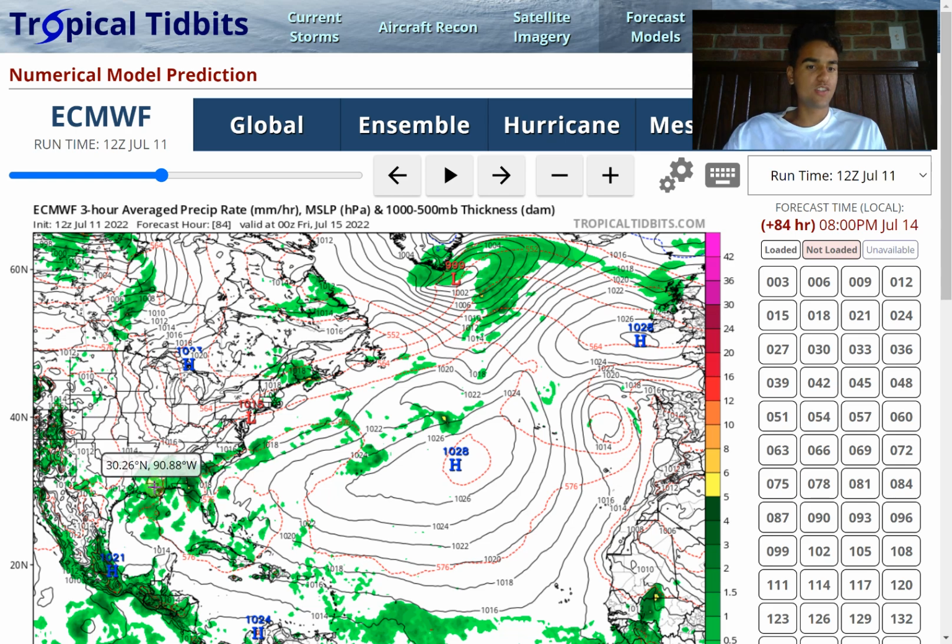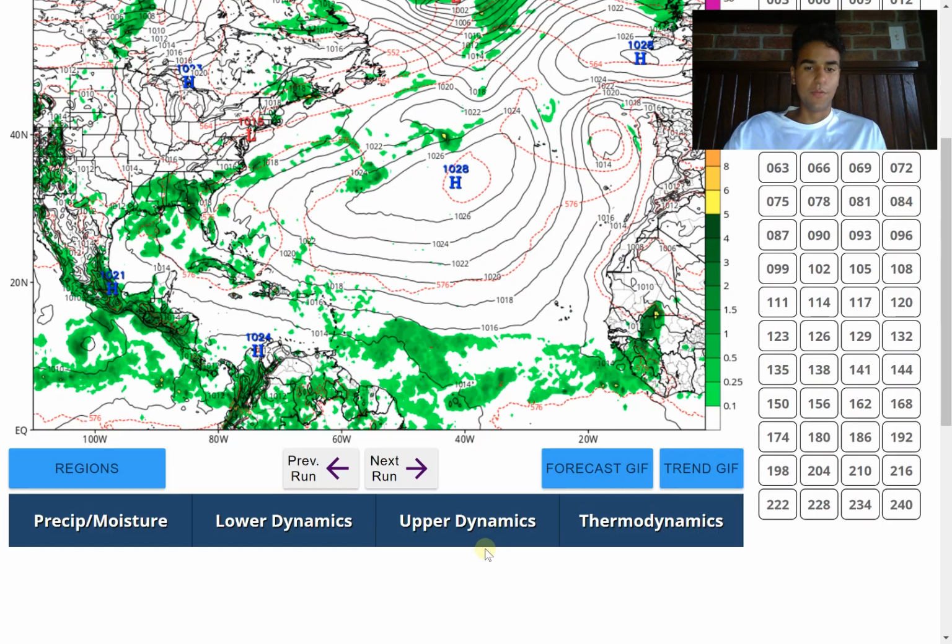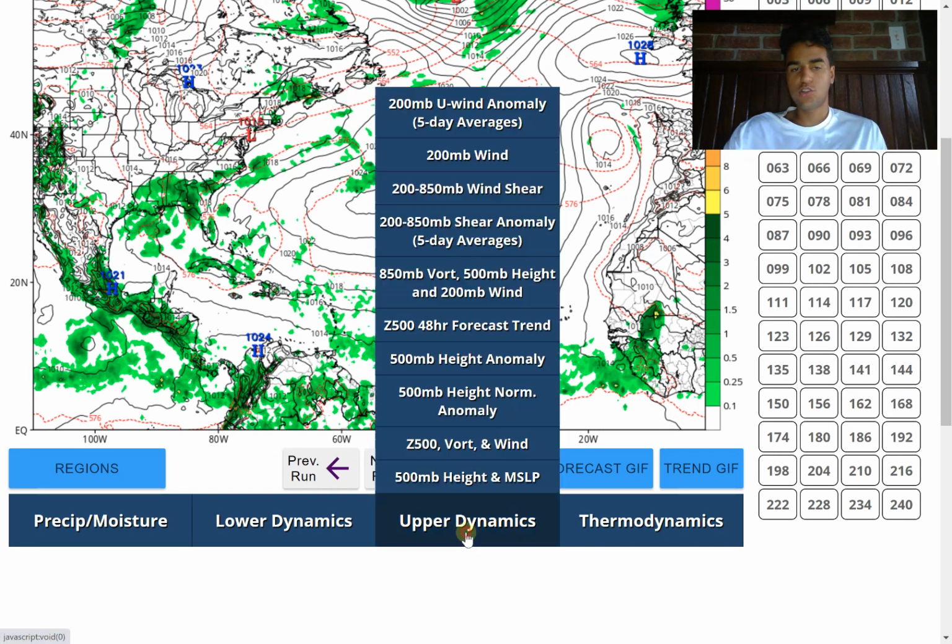But the land interaction will be key, and that's going to be a little bit difficult to determine, because with the current steering flows that are trying to maneuver this storm, it's going to be very difficult to forecast which will win out over the next several days.